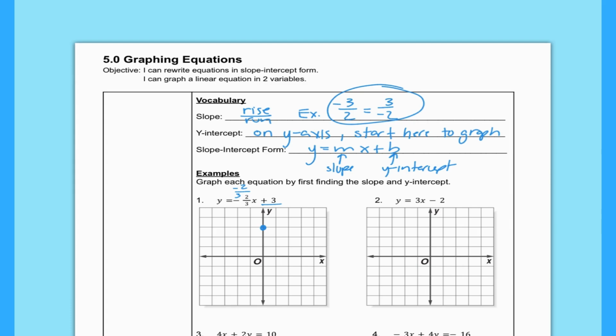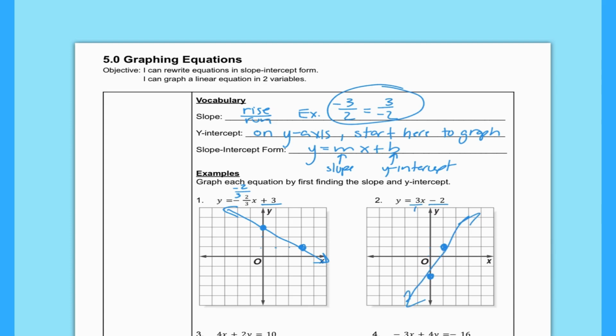As long as there's still just one negative sign, it's an equivalent slope. So now we're going to go negative 2, and then we're going to go right 3, 1, 2, 3, and then there's our new point, and then we can draw our line, and don't forget the arrows. Number 2, our y-intercept is negative 2, so we're going to start on the y-axis down here at negative 2. Our slope needs to be a fraction, rise over run, so I'm going to make this 3 over 1. And then they're both positive, so I'm going to go positive 3, 1, 2, 3, over a positive 1, and then I can draw my line.